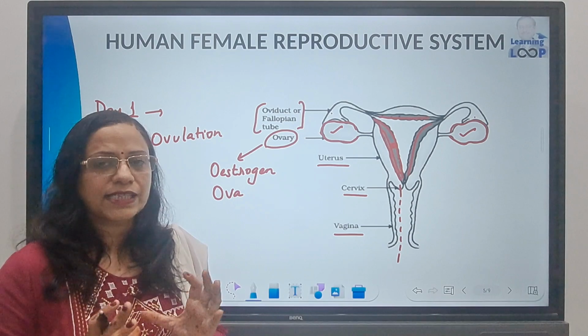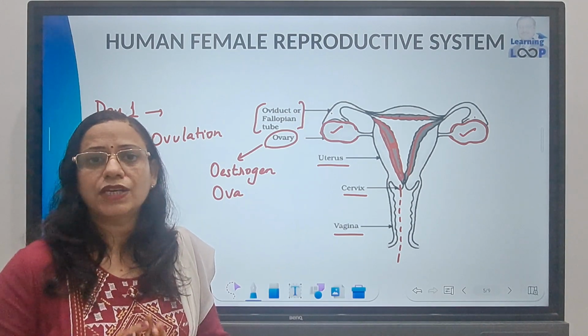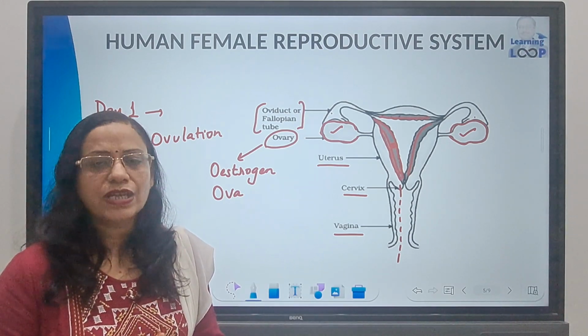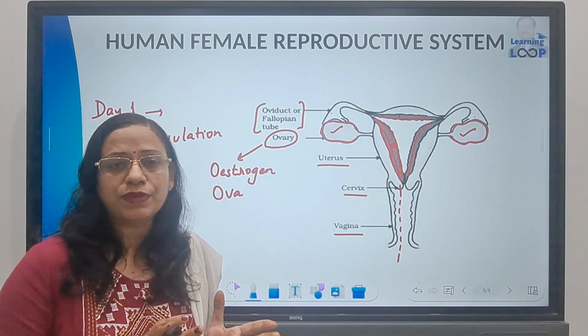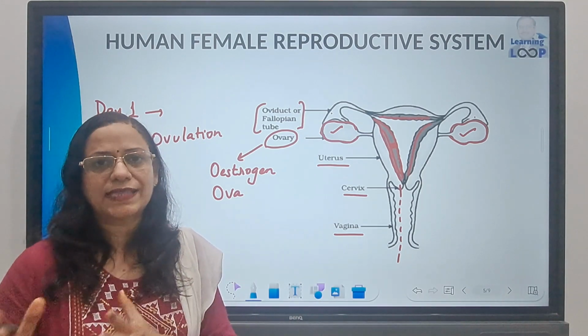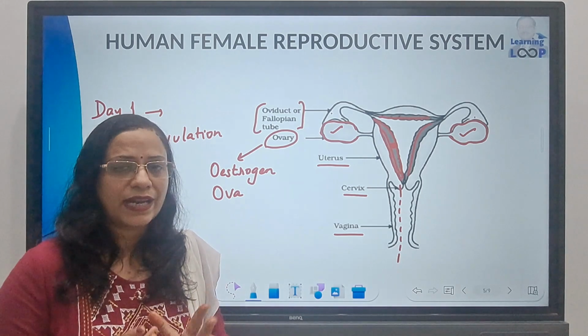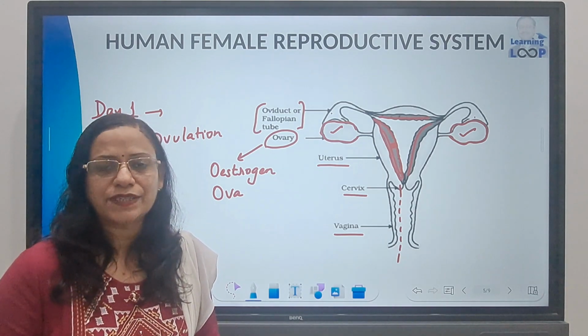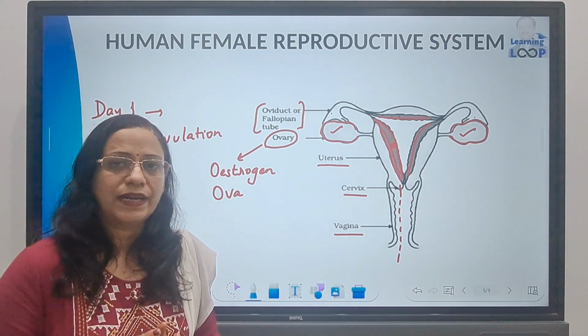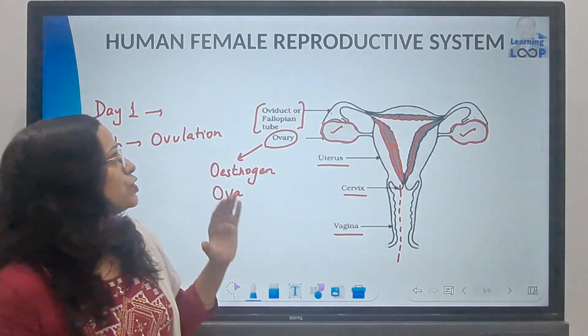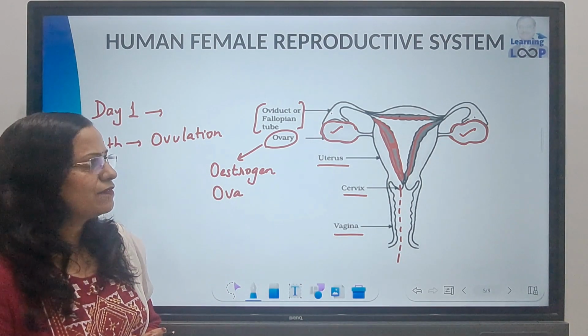And the approximate length of the cycle is 28 days on an average, though it may vary from individual to individual. So there may be people who have a cycle of 30 days and there may be people who have a cycle of 26 days. On an average, it is 28 days for a normal human adult female. So this is about the human female reproductive system.